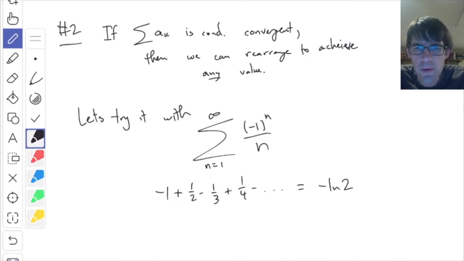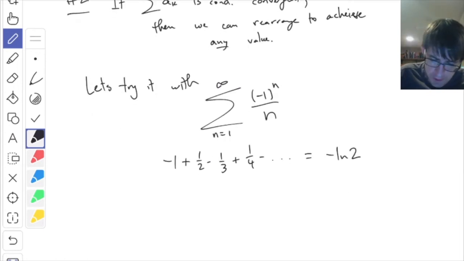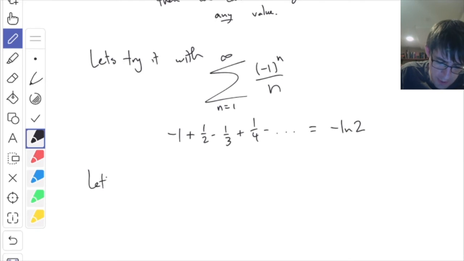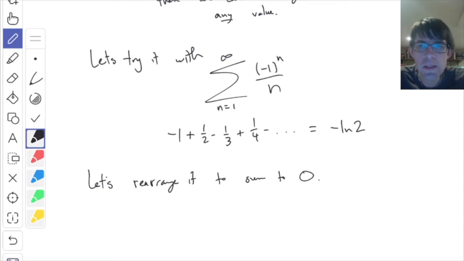We didn't actually prove that, but using my Excel spreadsheet, you can see fairly clearly that the values do add up to something. They converge to something, and it turns out it's the natural log of 2. Here's my little goal for the end here: let's try to rearrange it so that it adds up to 0. All right, it's not so difficult.